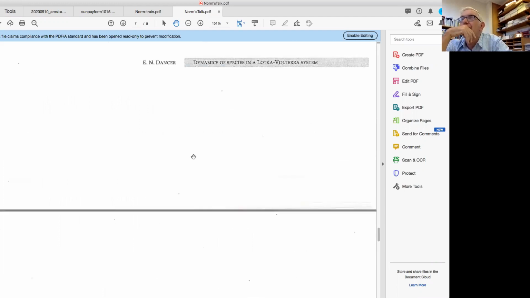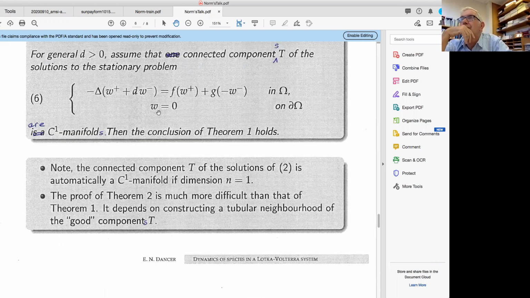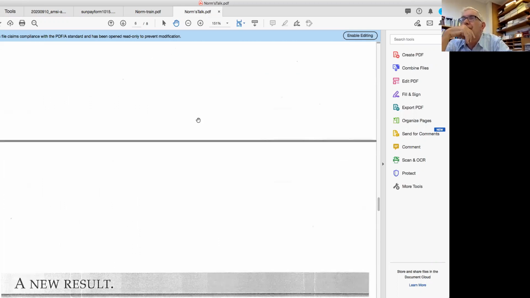Just trying to find the limiting nonlinear problem. The Z equation. Just kind of find it.